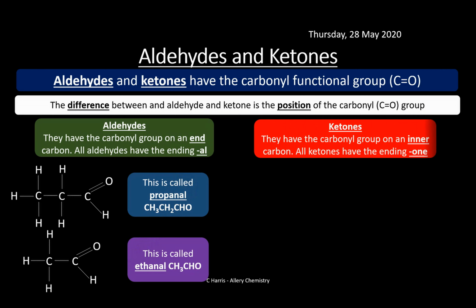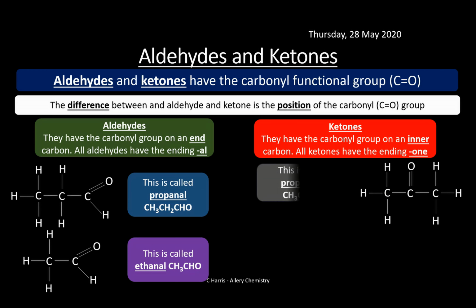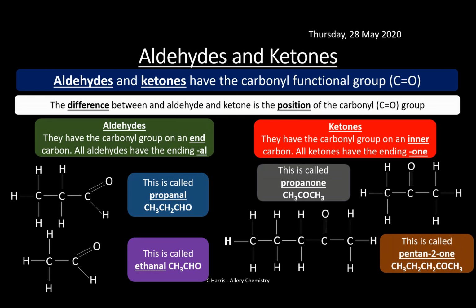Now a ketone is very similar, except that carbonyl group, that C double bond O, is in one of the middle carbons, and we end it in -one. A classic example would be propanone, which is this one here. You might have longer carbon chains, and then you need to specify where that carbonyl group is, so which carbon it sits on. An example here is pentan-2-one. We're saying that the carbonyl group is sitting on the 2nd carbon in this 5 carbon chain.